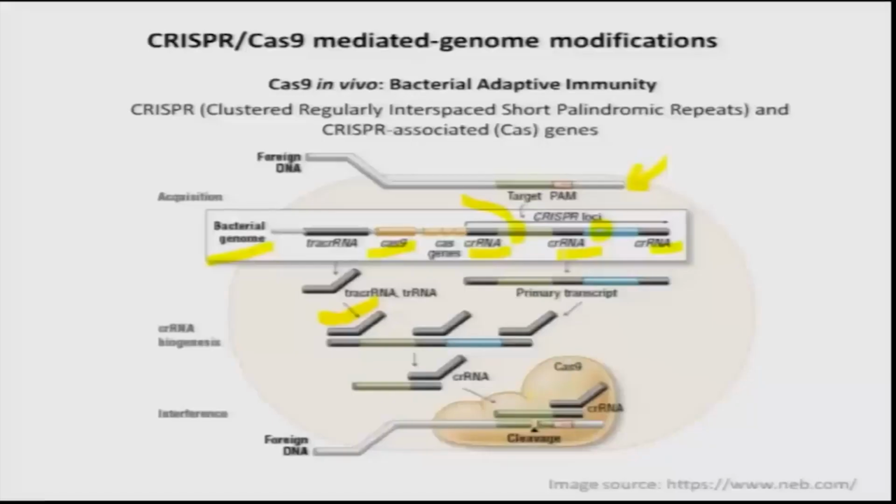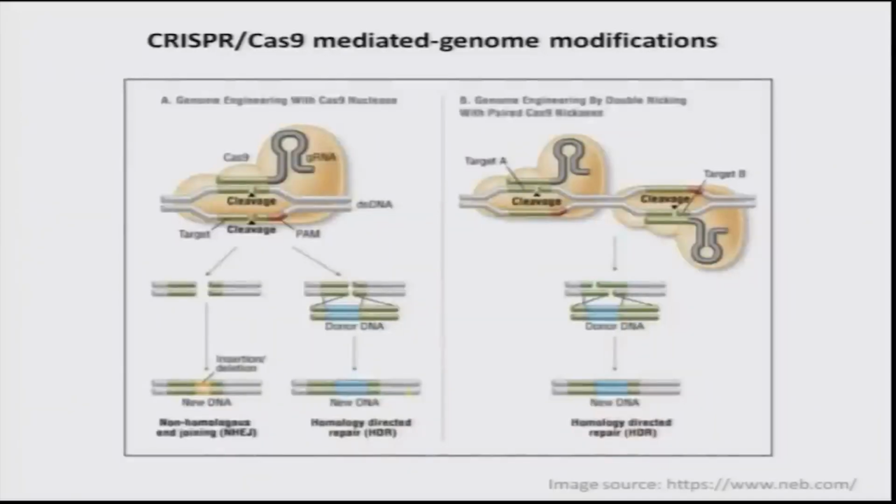So you have primary transcripts which are made, and then they have this region, and this is what is called crRNA, and wherever it finds homology, it is going to cut. Okay. So this is how it is. This is to protect against any invader that comes into the bacterium. So let us see how we have engineered that complex mechanism to our own advantage, so that we can edit our genome the way we want.